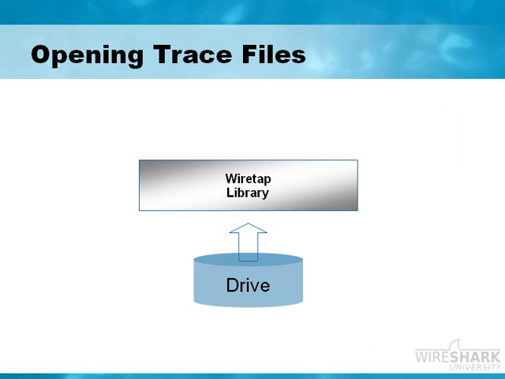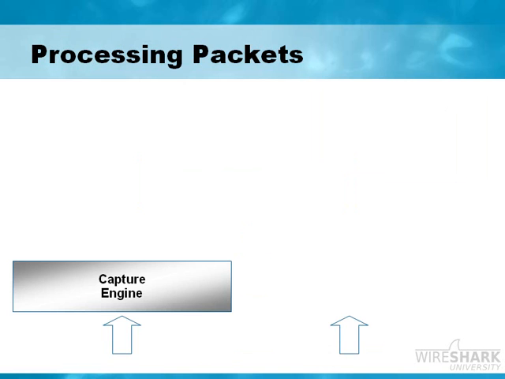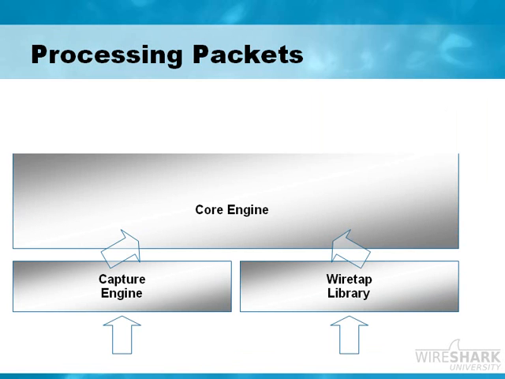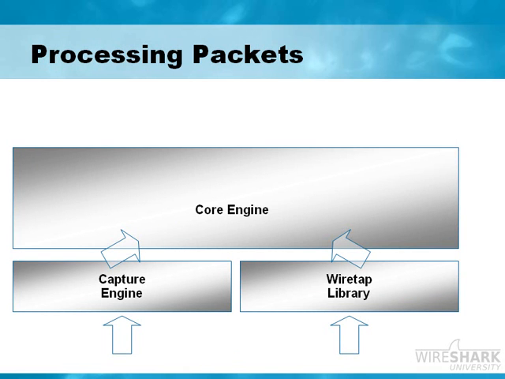So now we have the packets and they're ready for viewing, whether we've got them ready for viewing by the capture engine or the wiretap library. There it is coming into the capture engine. There we've opened up a trace file with the wiretap library. Now from this point, the packets will come up and be processed by the core engine. And the core engine piece is the piece that really holds all of the components together. It holds all the code together for Wireshark.